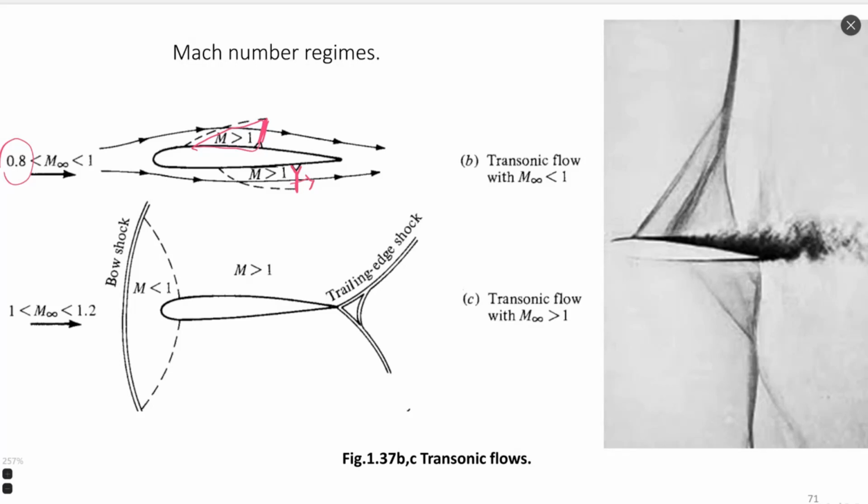The second type of transonic flow is when we have initially supersonic flow.